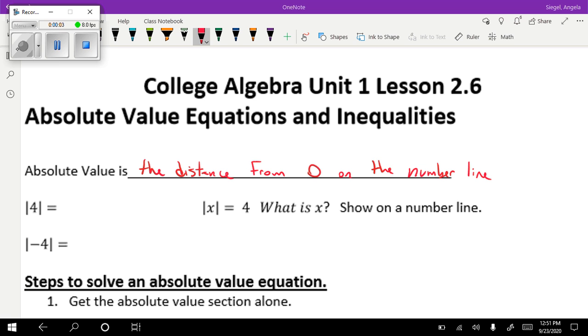Welcome to the last lesson of Unit 1. This is Chapter 2, Lesson 6, and we're going to be talking about absolute value equations and inequalities.